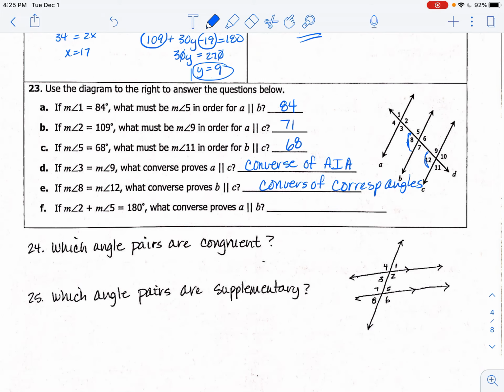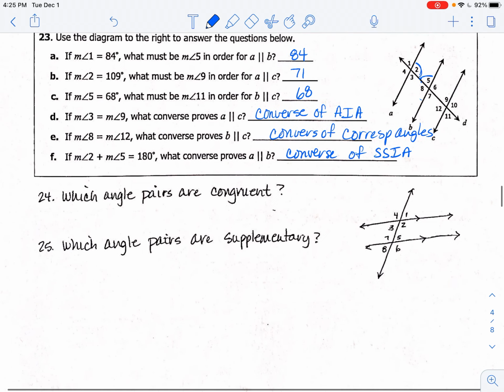Measure of angle 2 plus the measure of angle 5 equal 180. So let's look at that. 2 and 5 add to 180. What proves A is parallel to B? Well, that would be the converse of the same side interior angles. Okay, which angle pairs are congruent? Okay, and so it does show us that these guys are parallel. This line parallel to this line.